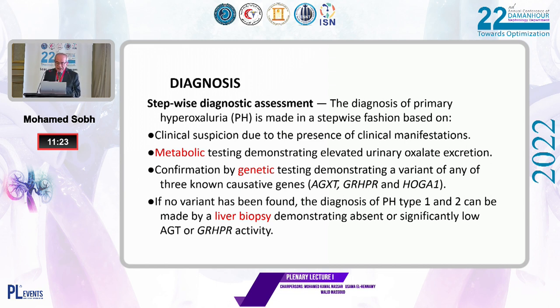Confirmation by genetic testing demonstrating a variant of any of the three known causative genes: AGXT, GRHPR, and HOGA1. If no variant has been found, diagnosis of primary hyperoxaluria type 1 and 2 can be made by liver biopsy. Still, our tool in the past was liver biopsy, as there was no genetic testing. Now we do genetic testing, but if it is negative, we can go to liver biopsy if we are proceeding to liver transplant, kidney and liver transplantation, to demonstrate absent or significantly low AGT and GRHPR activity in the liver.